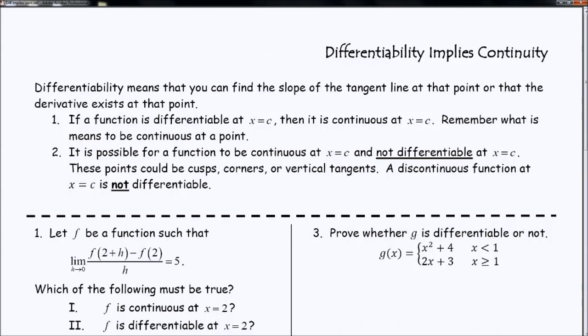So if a function is differentiable at a point, then it has to be continuous at that point. So differentiability and continuity have to go hand in hand. However, you can have it be continuous at a point and not differentiable at a point. We'll talk in more detail in the next video, but we're talking about cusps, corners, vertical tangents. Again, if anything is discontinuous, there's no way it can be differentiable. So let's go through several examples.